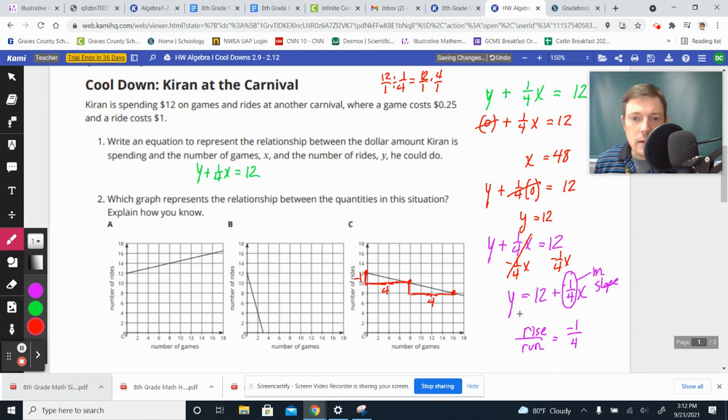And so it matches in so many ways that C should be the one that you select: because of the 0 marks where it crosses, and the slope that we found when we rewrote the equation with y by itself. There are so many reasons why C should be the match for this versus the other two. And that's all I got for you guys today.